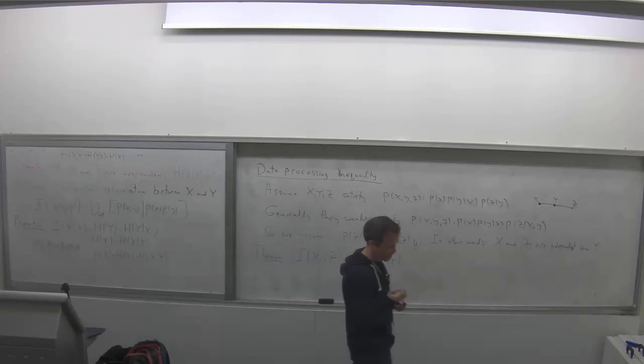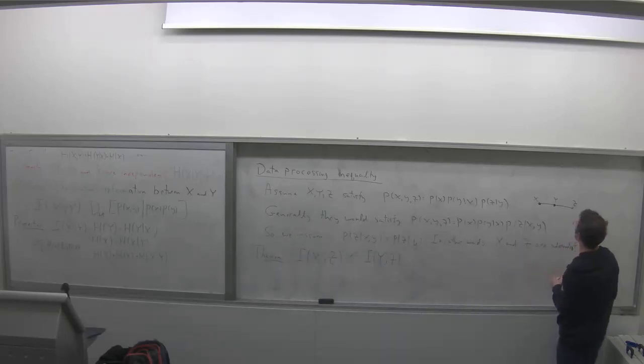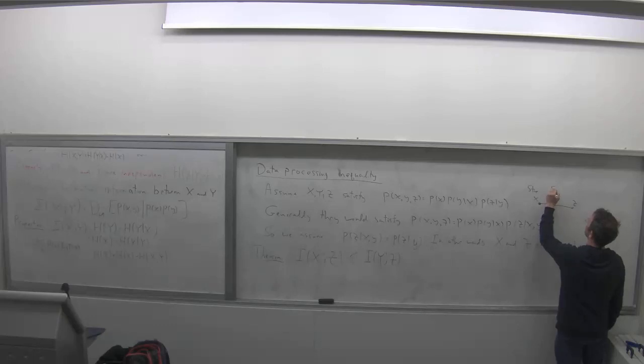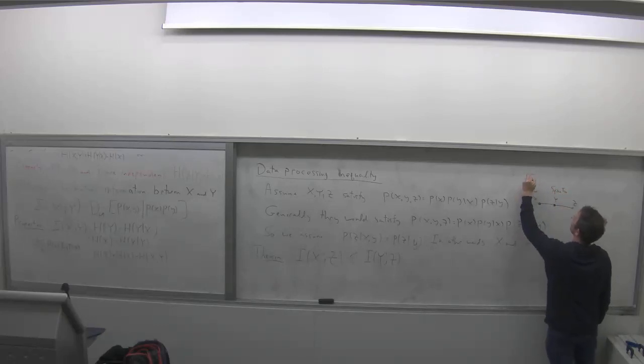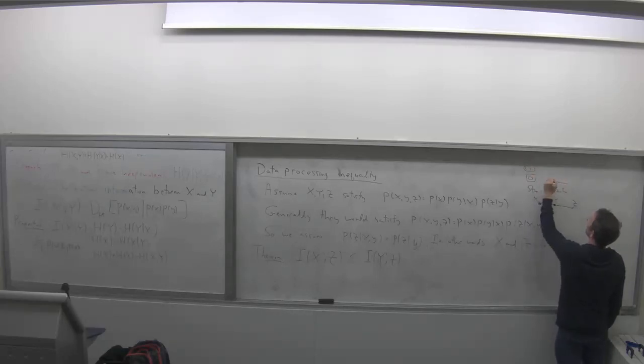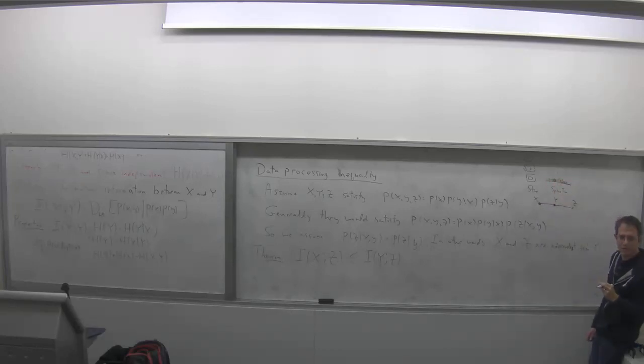I'll tell you just one reason why it's useful. Say X is a stimulus, some bunch of images that you present to an animal, and Y is the spike train of some neuron that you measure. So Y is the random variable that is the whole spike train.